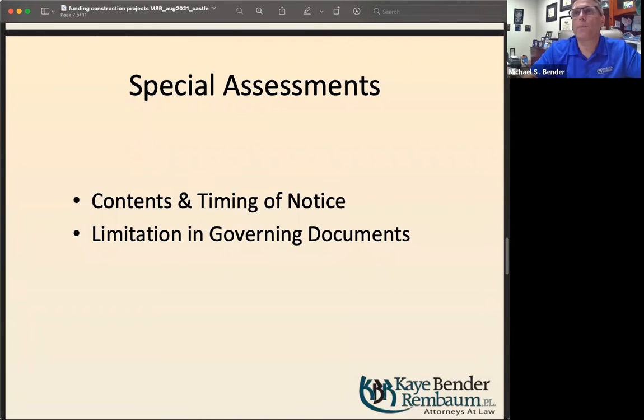Okay. With regard to what percentage of unit owners, Ralph, have to approve the special assessment, that is going to be dictated by your documents. That is not by statute.